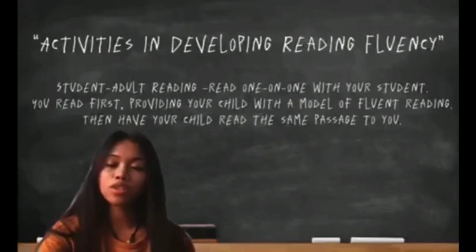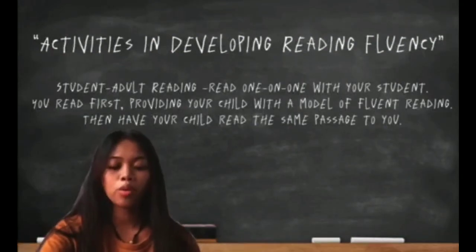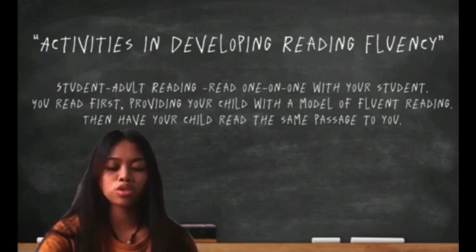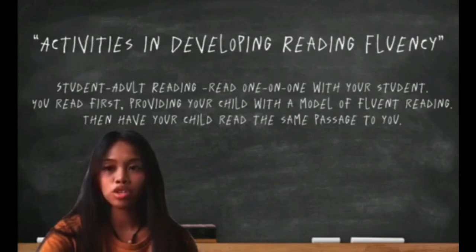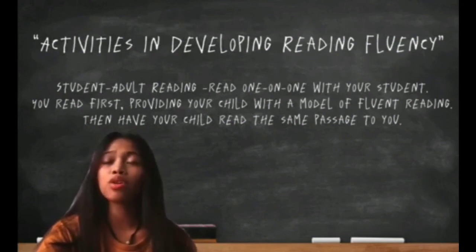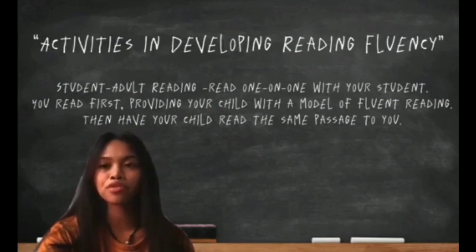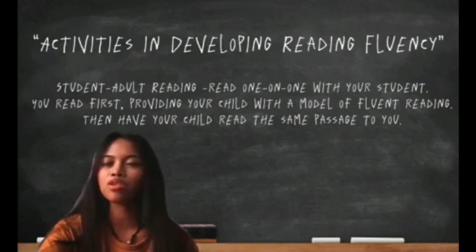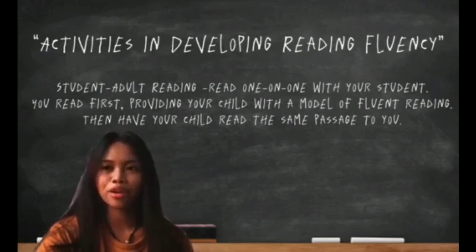Next, student-adult reading. Read one-on-one with your student. You read first, providing your student with a model of fluent reading. Then have your student read the same passage to you. Using the same example, the little pig went to the market. So you read the sentence first, and then you let your student read after you.